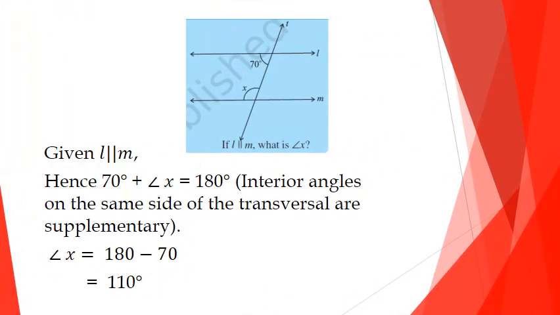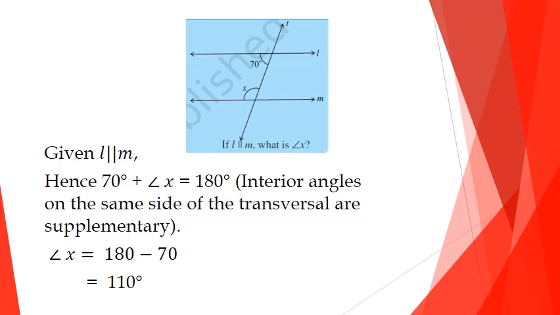Look at the next question. That is, given L is parallel to M, we have to find the measure of angle x. Look at the figure. Which angles are given here? Yes, interior angles on the same side of the transversal are given. Given lines are parallel, so interior angles on the same side of the transversal are supplementary. Using this, we can solve the sum.